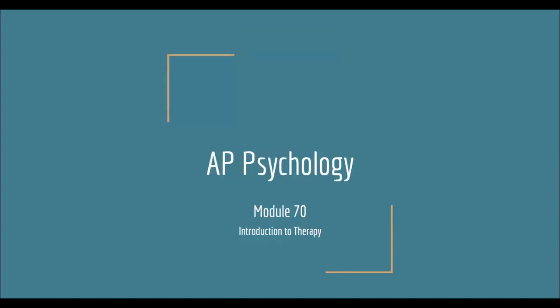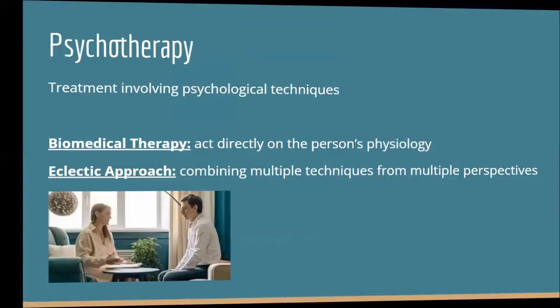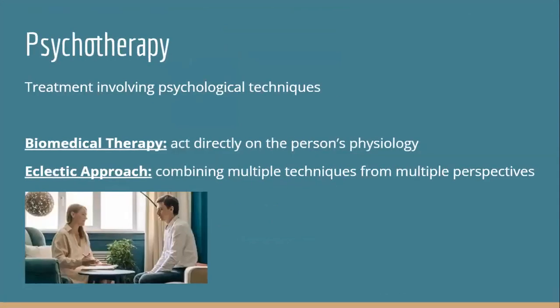So kind of a short unit, but it's kind of a follow-up of the last one on abnormal behavior. So how can we treat this abnormal behavior? What is psychotherapy? It's just treatment using psychological techniques. We're going to learn about the different perspectives. Remember the different ones that we learned at the beginning of the year. And we're going to see what each one thinks that we should do.